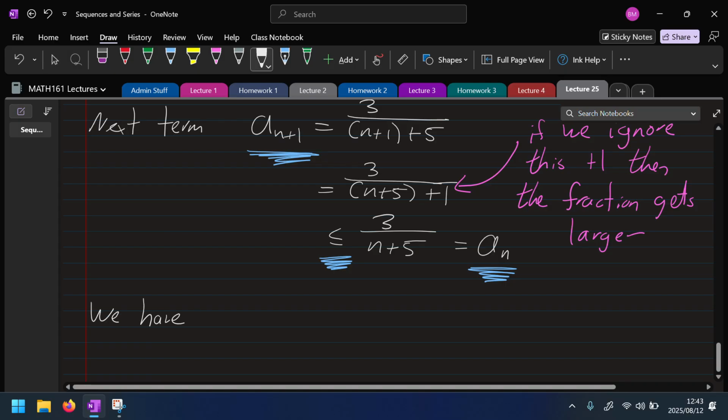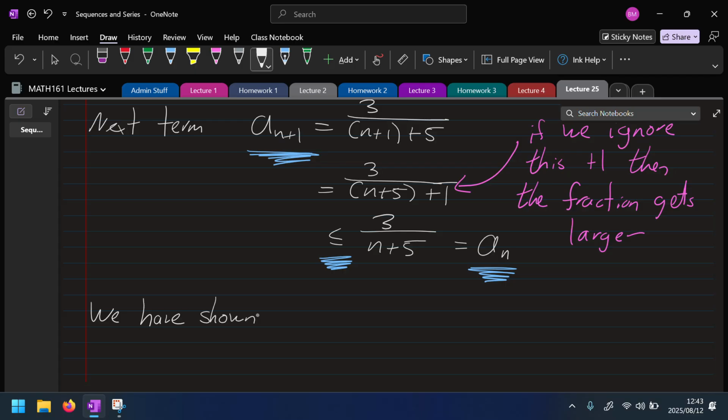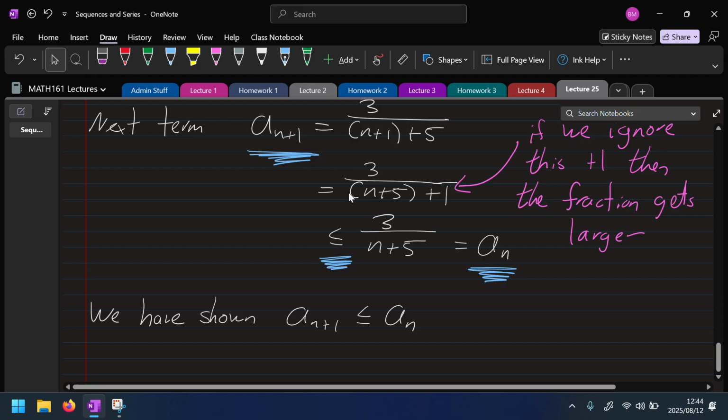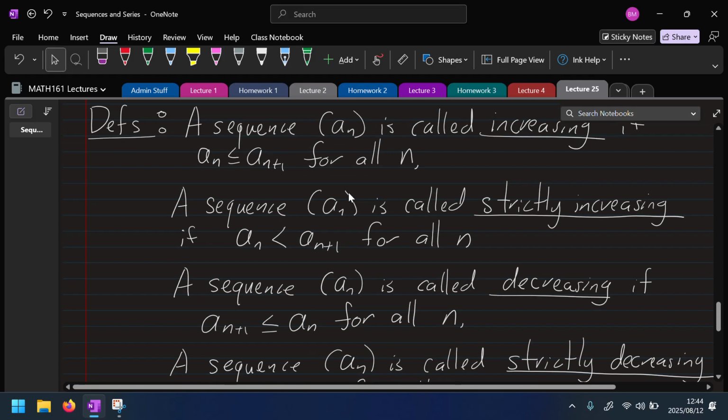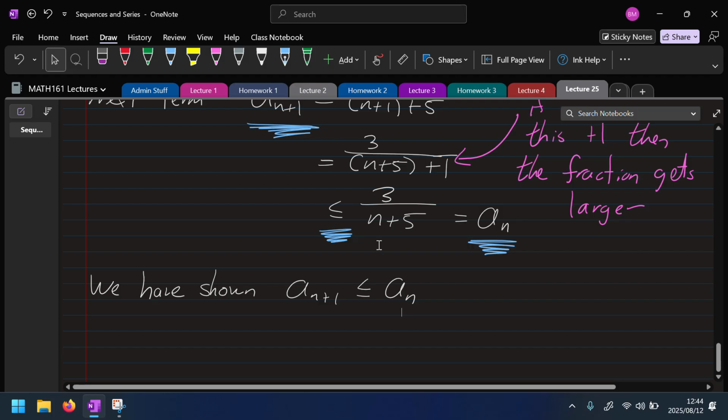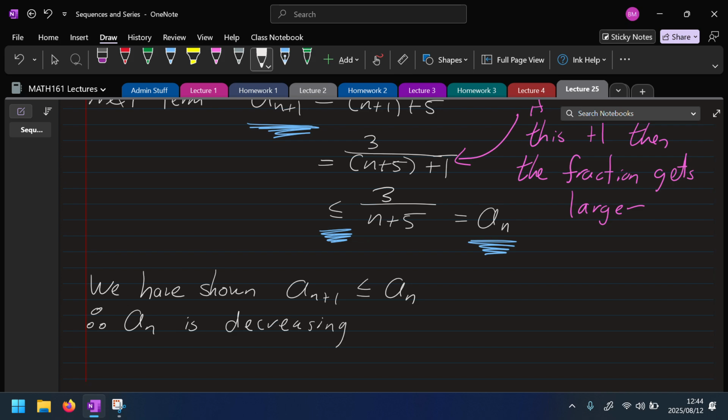So we have shown a_{n+1} is less than or equal to a_n. When we go back up a little bit, if a_{n+1} is less than or equal to a_n, it must be decreasing. Yeah, which is what we wanted to show. Any questions about this first method?